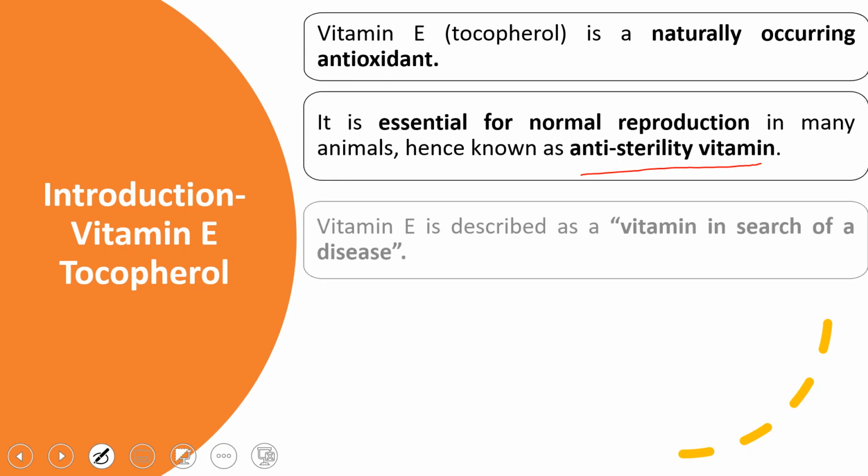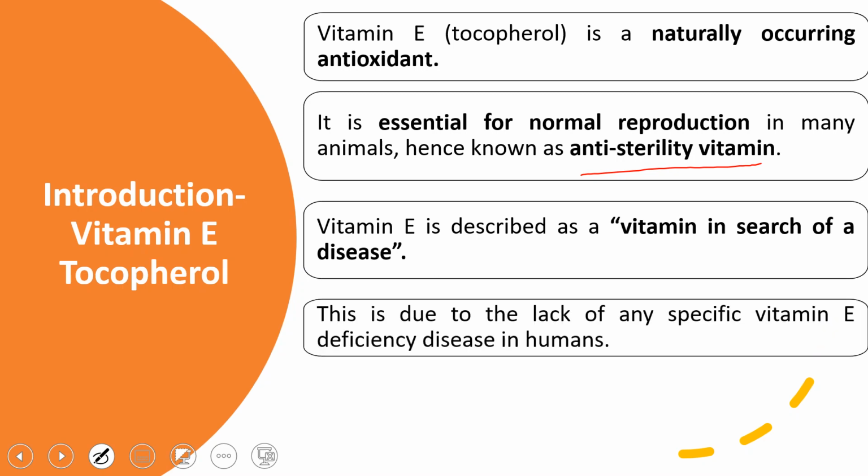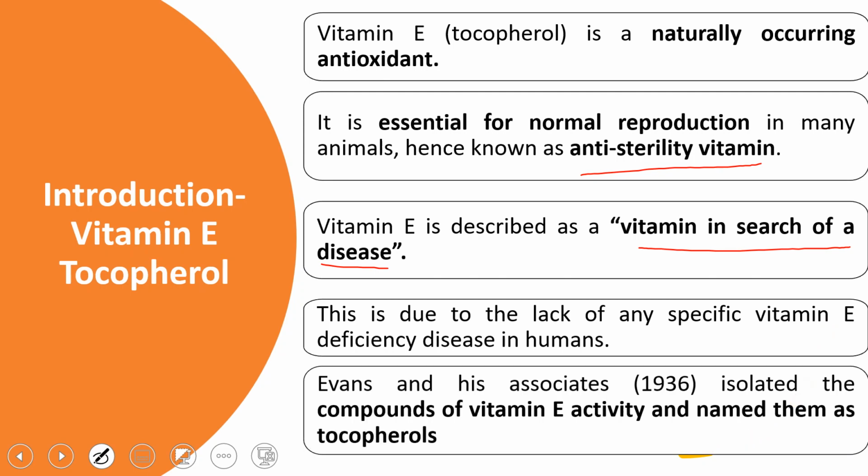Vitamin E is also described as the vitamin in search of disease, because there is no specific vitamin E deficiency disorder. Till now we don't have any disorder which happens because of deficiency of vitamin E. So that's why this is a very important vitamin, a kind of boon, which does not have any deficiency disorder. So this is called the vitamin in search of disease, that is vitamin E.